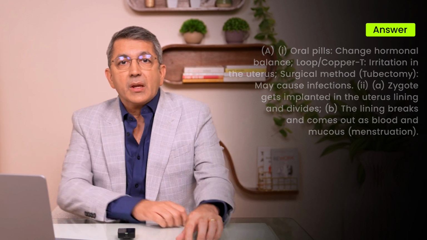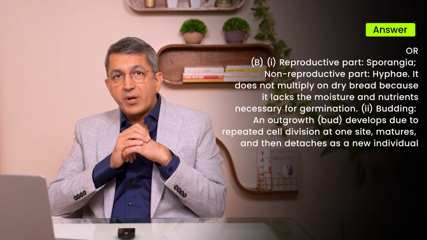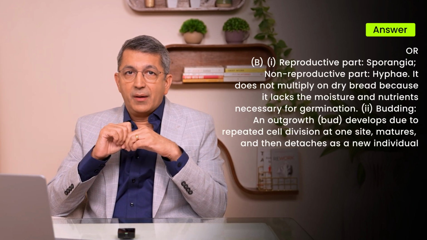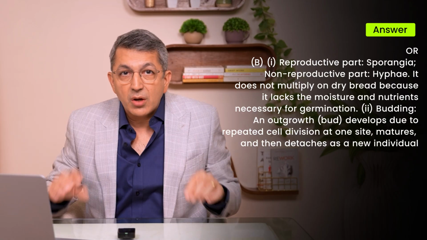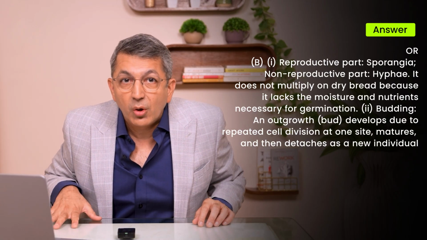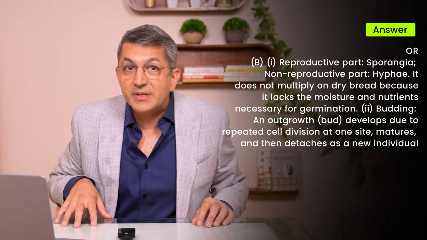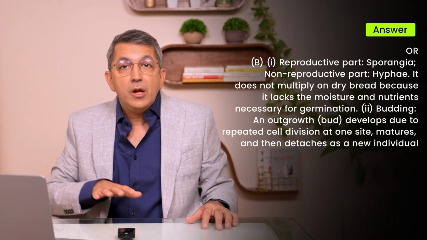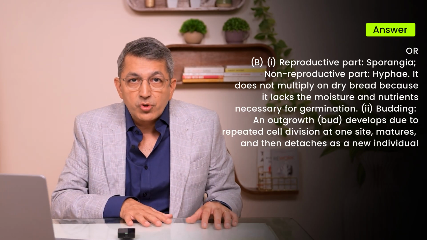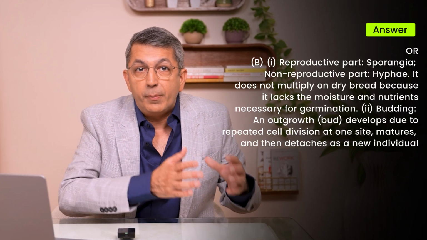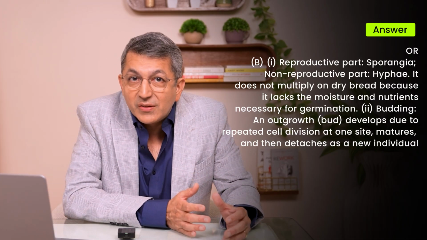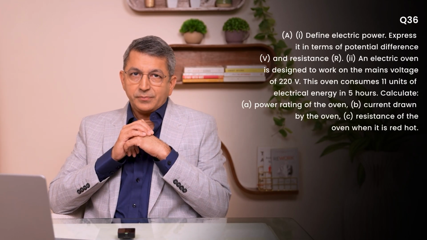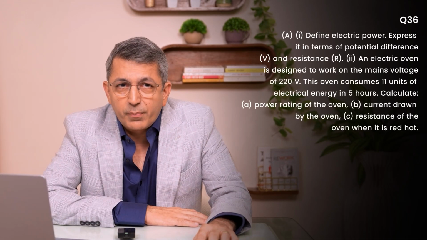Menstruation. Or B1. Reproductive part, sporangia. Non-reproductive part, hyphae. It does not multiply on dry bread because it lacks the moisture and nutrients necessary for germination. 2. Budding. An outgrowth, bud, develops due to repeated cell division at one site, matures and then detaches as a new individual. Question 36A. Define electric power.